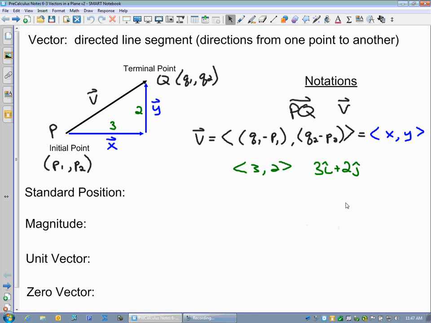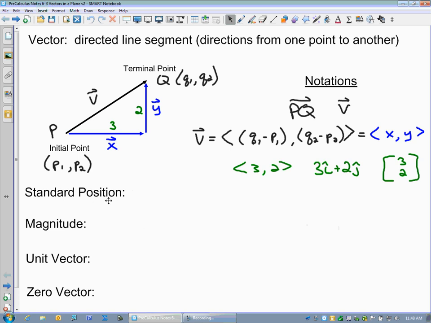Or you might see down the road, vectors could be written this way as well. I know a lot of graphing utilities like to use this notation as well. But mostly I'll be using angle brackets or the i hat.